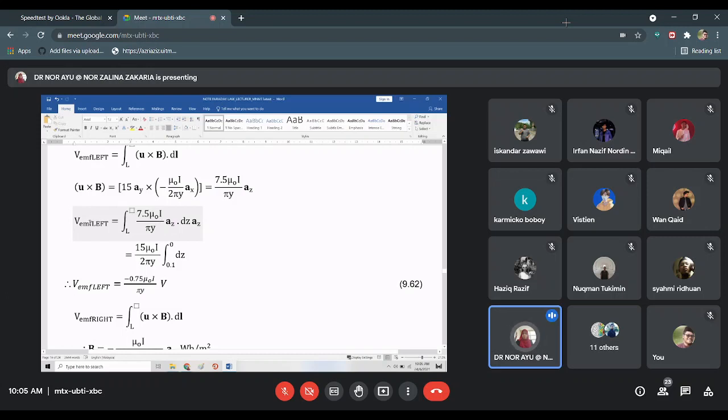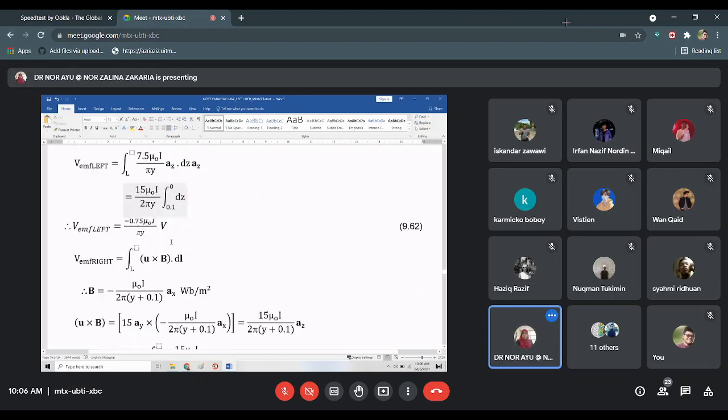Of course, you need to know that you have the loop. Okay, it has a line on the left side and a line on the right side. So left and right. So you need to find for both. Alright, so AZ direction, so your DL will be DZAZ, and then because this is positive direction, your limit will be negative. So that's why 0.1 until 0. Okay, and then your final value for your V EMF left is this one.